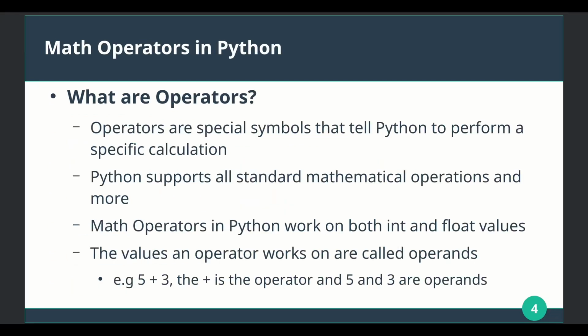To begin with, what are operators? Operators are special symbols that tell Python to perform a specific calculation. Python supports all standard mathematical operations and more. Math operators in Python work on both integer and float values, that's both whole numbers and floating point values. The values an operator works on are called operands. For example, in 5 plus 3, the plus is the operator and 5 and 3 are the operands.